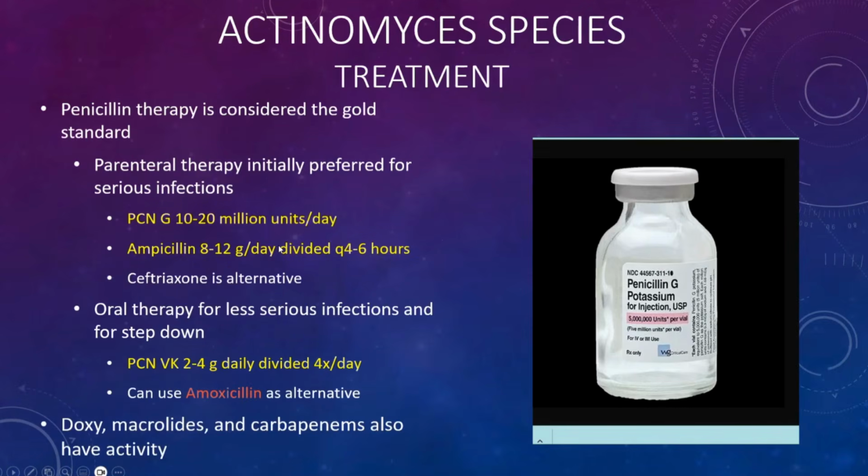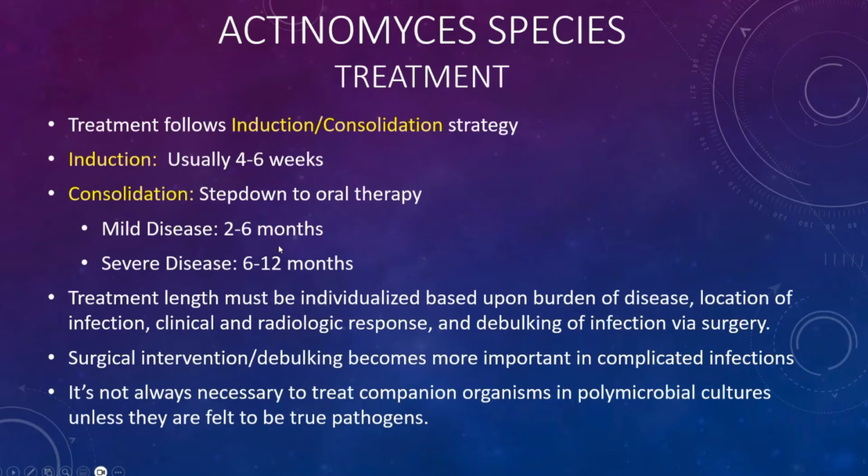For treatment, penicillin therapy is considered the gold standard. If you have a serious infection, parenteral therapy is initially preferred. You can use penicillin G, ampicillin, or even ceftriaxone. And then you can step down to less aggressive oral therapy after a couple of weeks. The options there are oral penicillin VK or amoxicillin. But if you have a penicillin allergic patient, doxycycline, macrolides, or carbapenems also have activity.